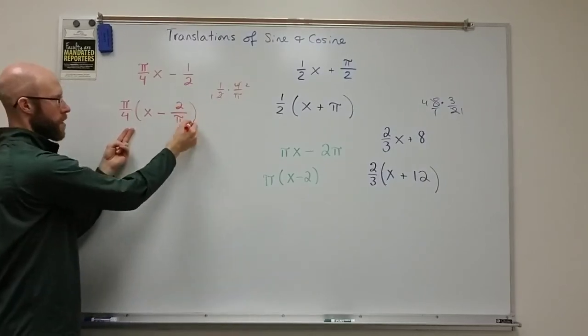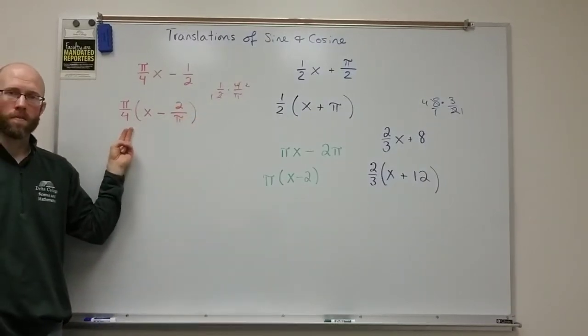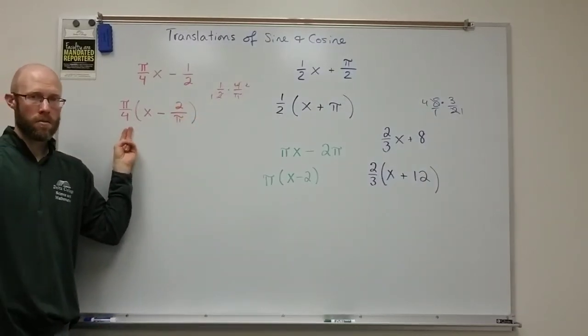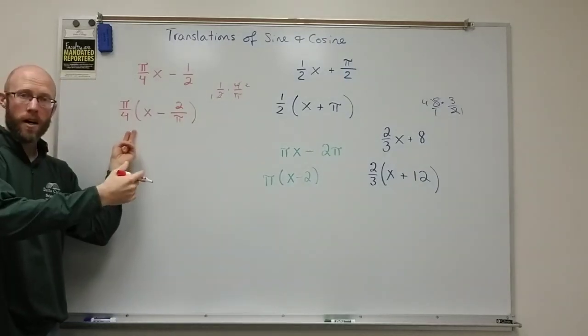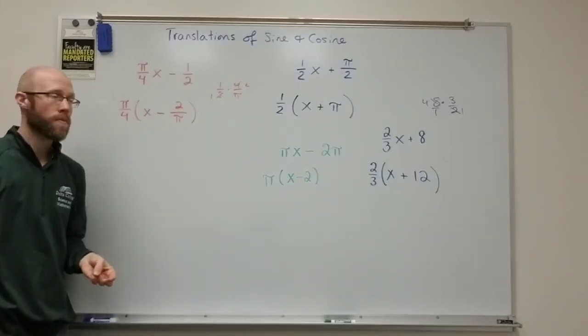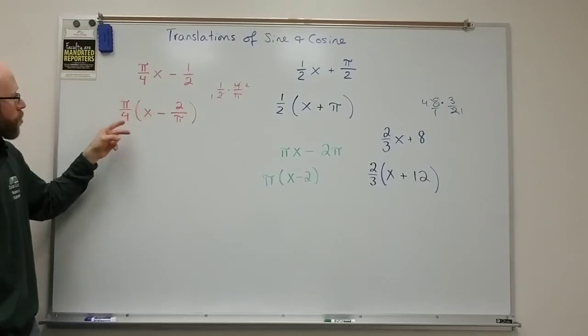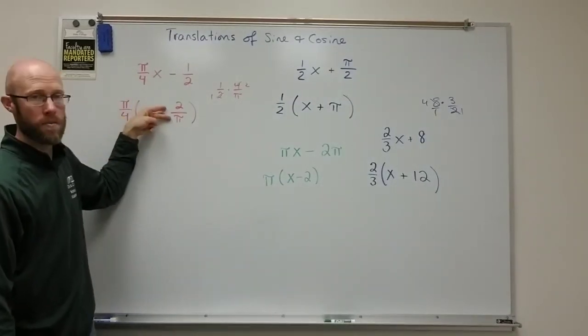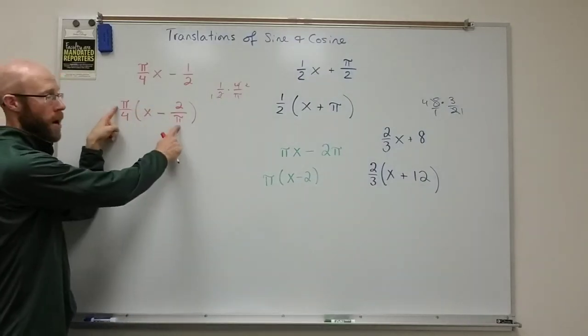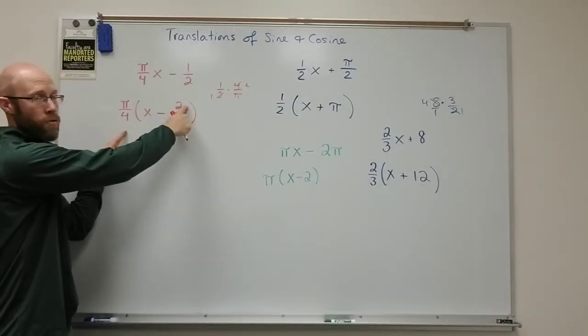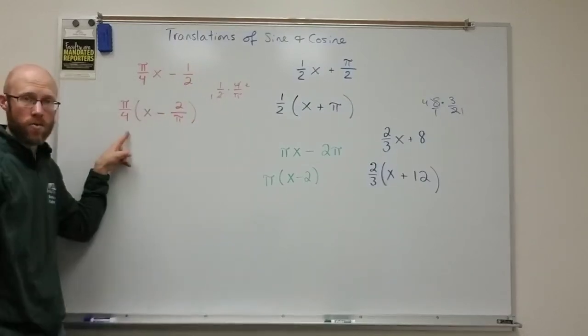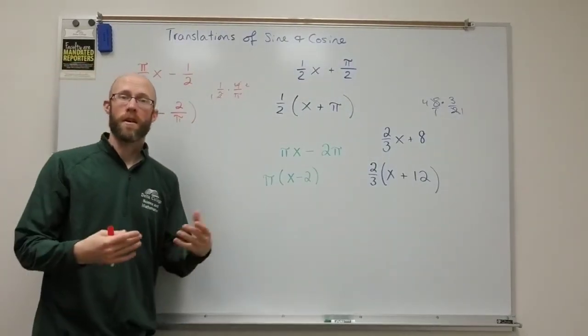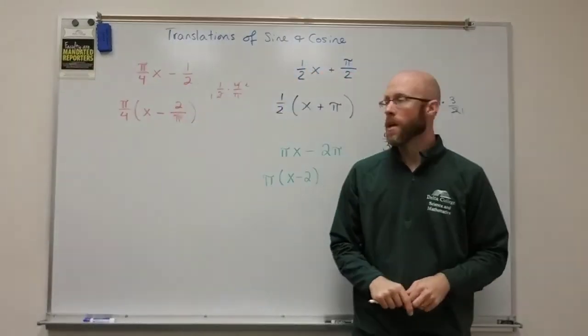as my second term, okay? And again, you could mentally or actually redistribute to check your work, right? Pi over 4 times x is pi over 4x, and pi over 4 times 2 over pi, well, the pi's would cancel. The 2 over 4 is 1/2, and that's what we had before. No pi's and a 1/2, okay?